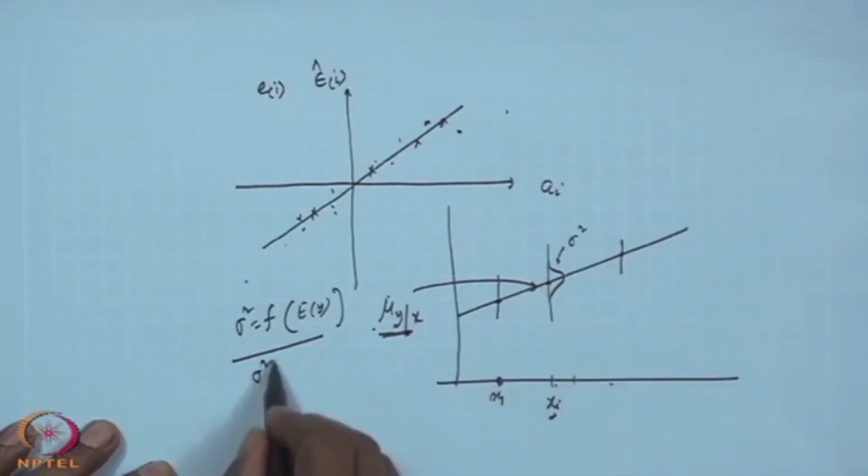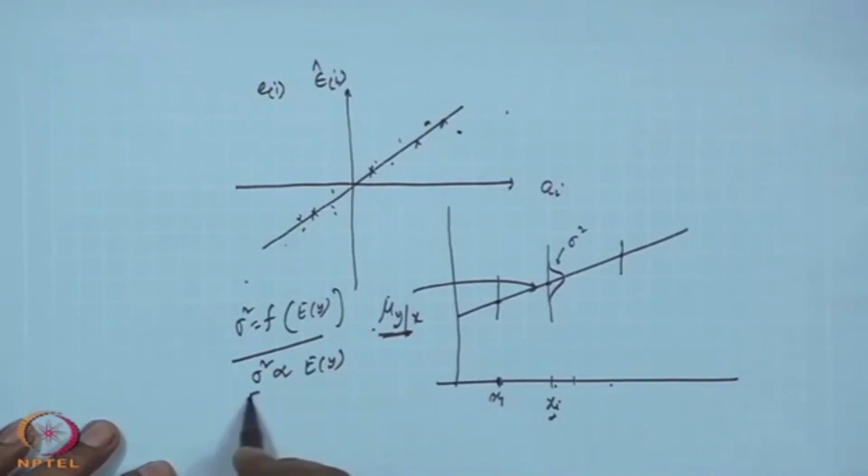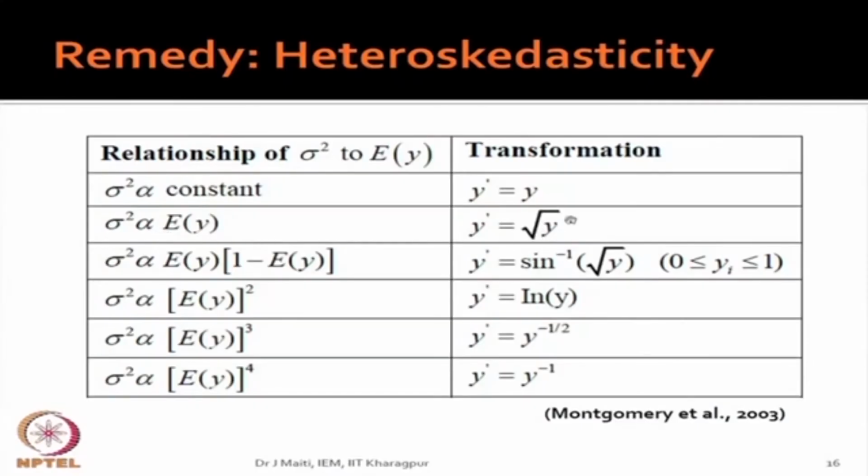Now, if sigma square is proportional to the expected value of y, then sigma square is also increasing. So, under this condition, you will go for square root transformation.